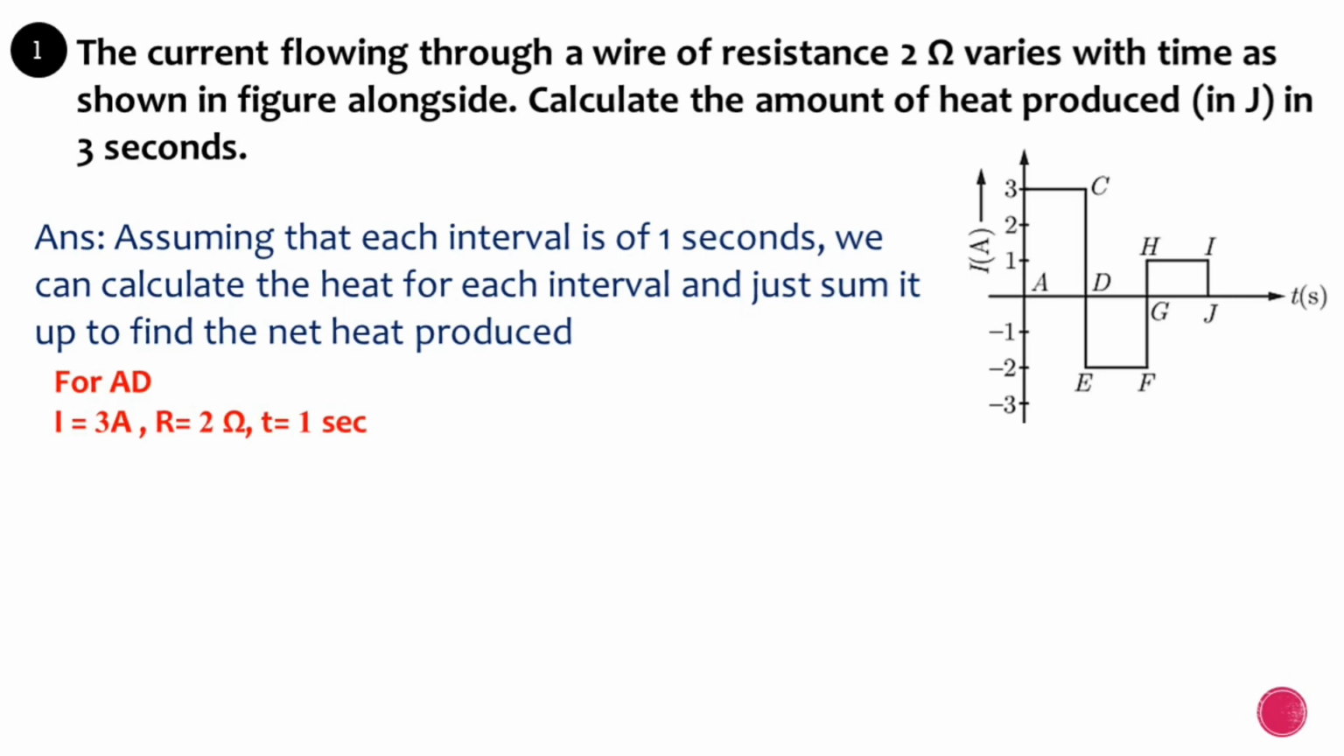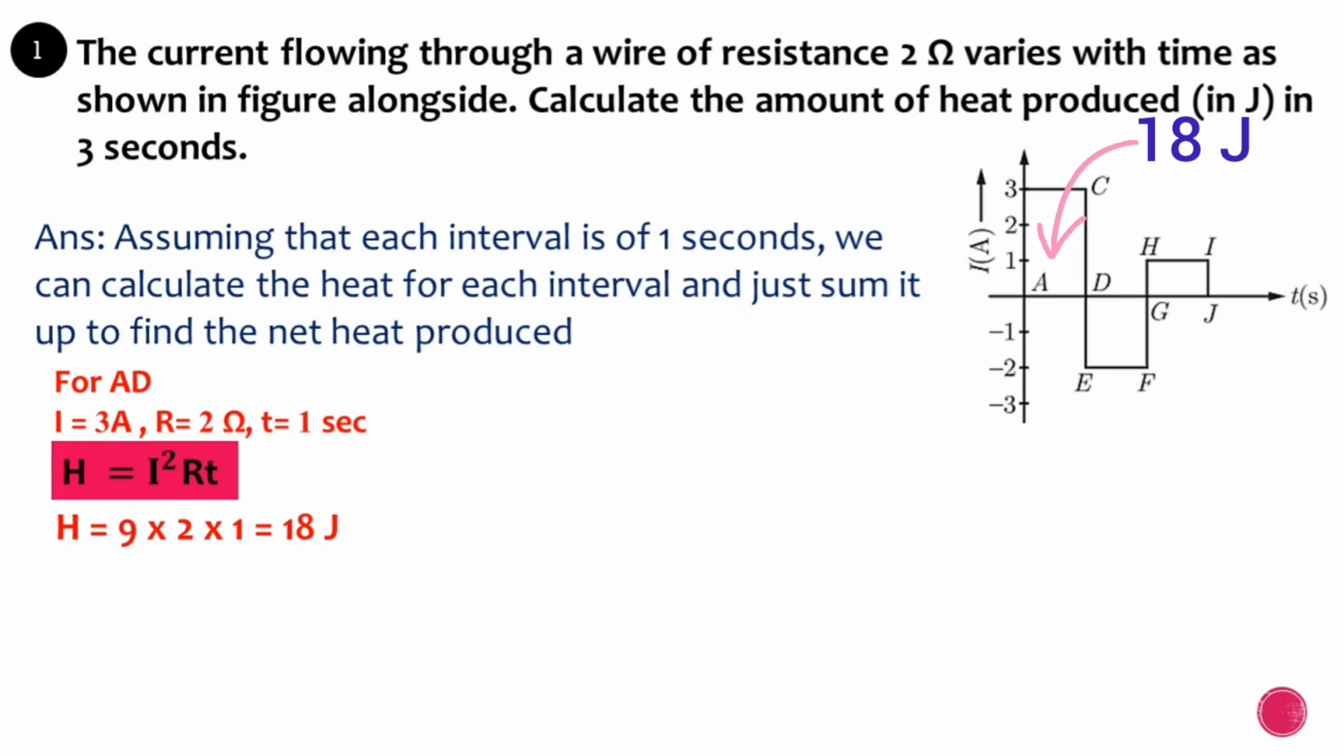The formula to calculate the heat produced in a current carrying wire is I square RT. Let's substitute the values. I square is 3 into 3 which is 9, into 2 into 1 which is 18 joules. So the heat produced at AD is 18 joules. Now let's calculate the heat produced at DG.